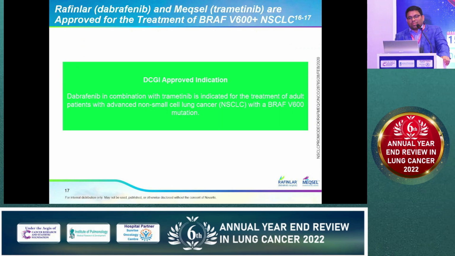Now, this is approved by the DCGI to be used in patients with non-small cell lung cancer with BRAF V600E mutation. However, 2-3 months back, if I'm not mistaken, BRAF has got tumor agnostic FDA approval, and at any site where you have a V600E mutation, you can actually use a BRAF inhibitor in that situation.